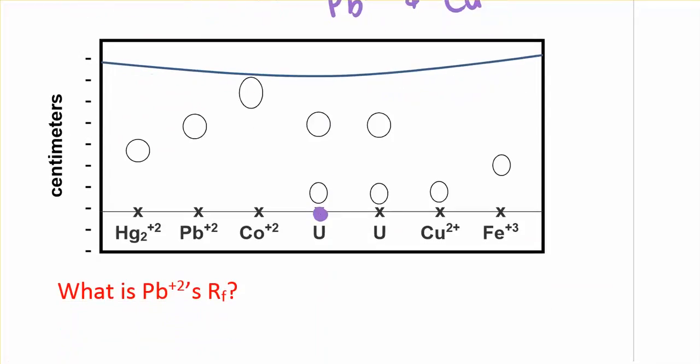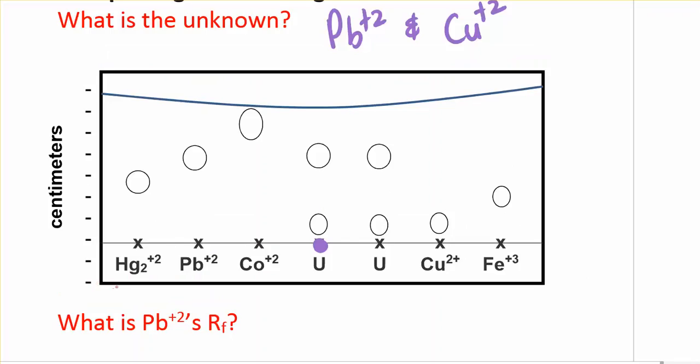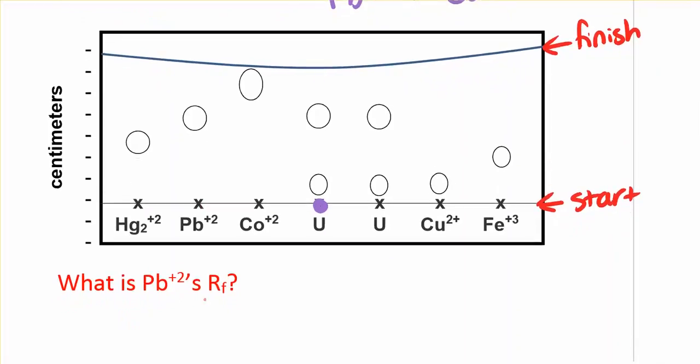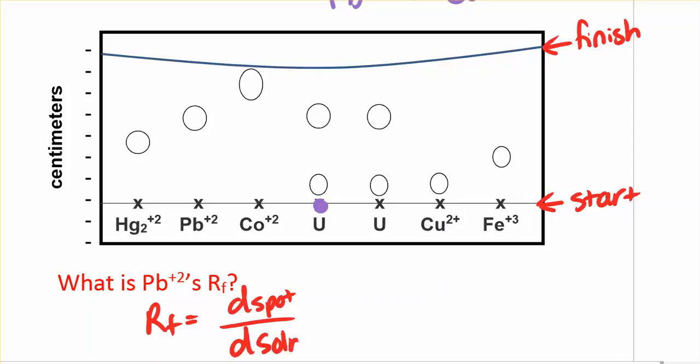We're also going to need to calculate an RF, a retention factor. Let's do one for lead. The thing we need to do is to know where 0 is. This line is like a start line. This line here is like a finish, at least for the solution. So we want to compare the distance that the lead moved to the solution. So RF equals the distance that the spot traveled divided by the distance that the solution traveled.